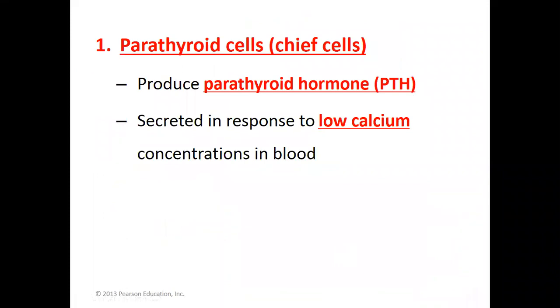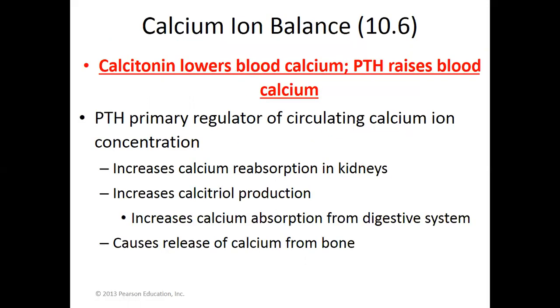And the parathyroid cells, or chief cells, produce parathyroid hormone in response to low calcium concentrations in the blood to bring it back up. Now remember, calcitonin was the hormone that's produced from C cells or clear cells or parafollicular cells in the thyroid gland. So there's C cells nearby to the parathyroid gland where there's chief cells that produce parathyroid hormone. And together, those two hormones regulate calcium in the blood.